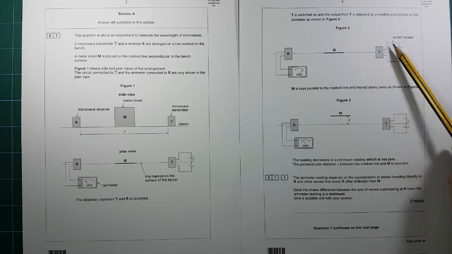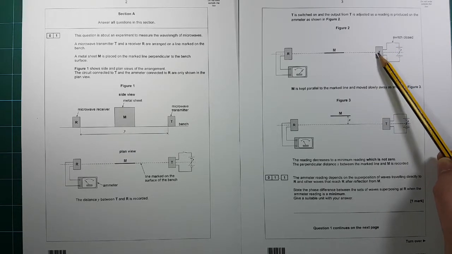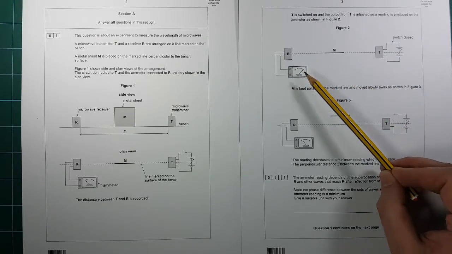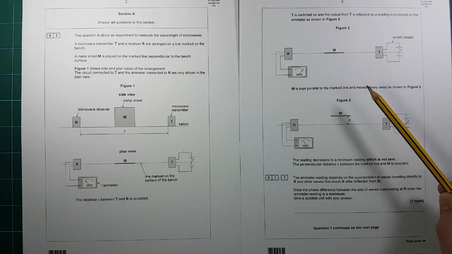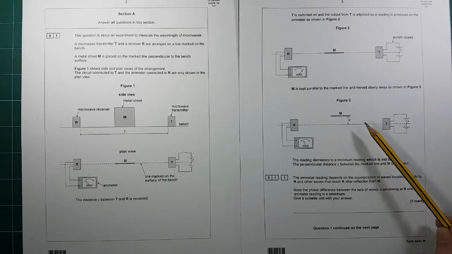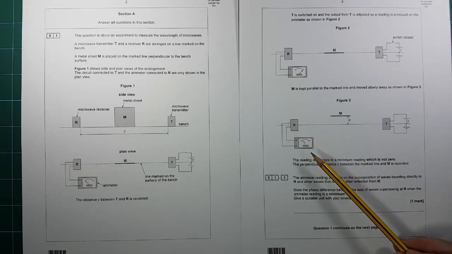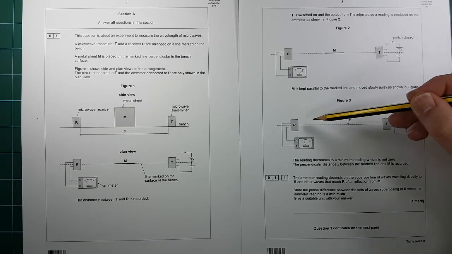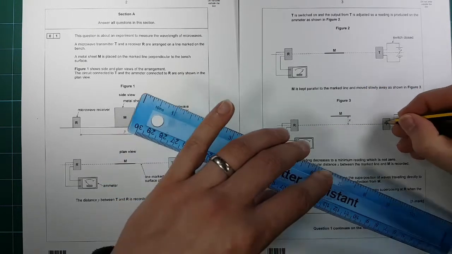When you turn it on, you can see that the signal strength at the receiver is at a peak, and then when you move this metal screen further away from this line, the signal strength drops, it says, to a minima. I know it's on the next page, but I'm going to explain why this is the case. We've obviously got an interference effect, and we've got destructive interference going on here.